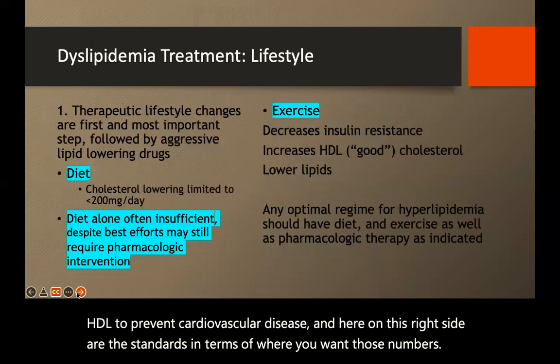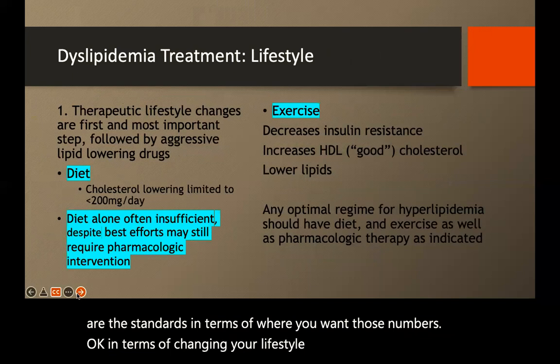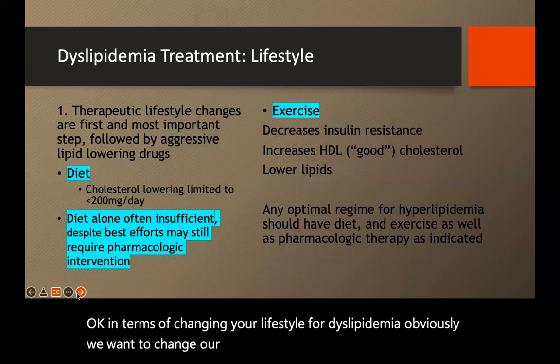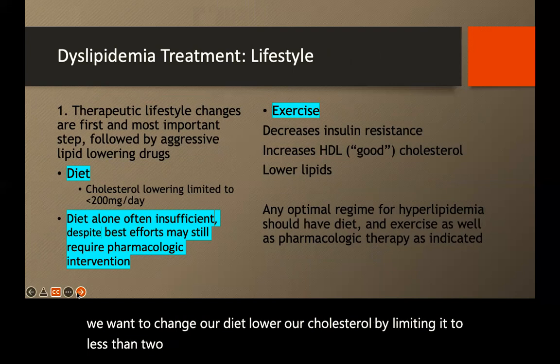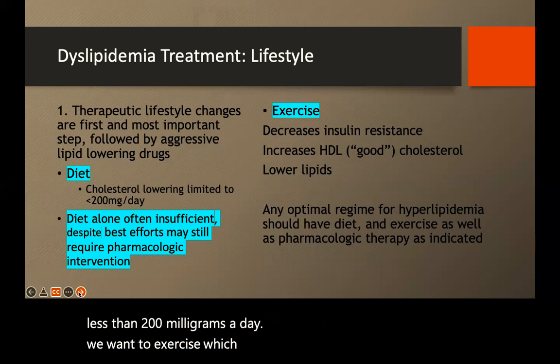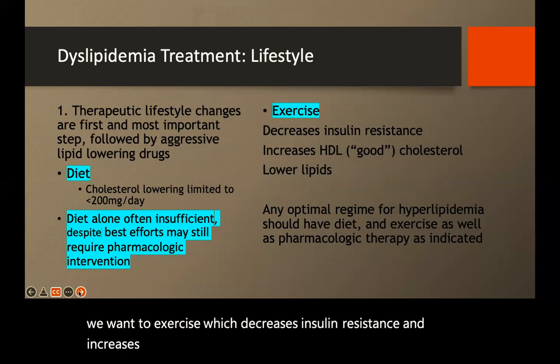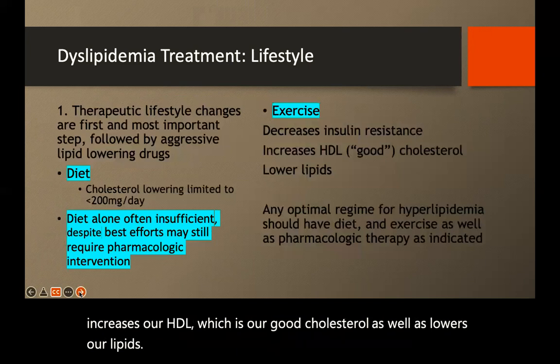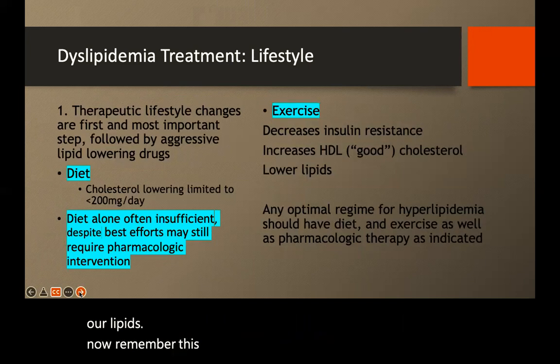Okay, in terms of changing your lifestyle for dyslipidemia, obviously we want to change our diet, lower our cholesterol by limiting it to less than 200 milligrams a day. We want to exercise, which decreases insulin resistance and increases our HDL, which is our good cholesterol, as well as lowers our lipids. Now, remember, this is true for hypertension and hyperlipidemia, as well as cardiac disease.